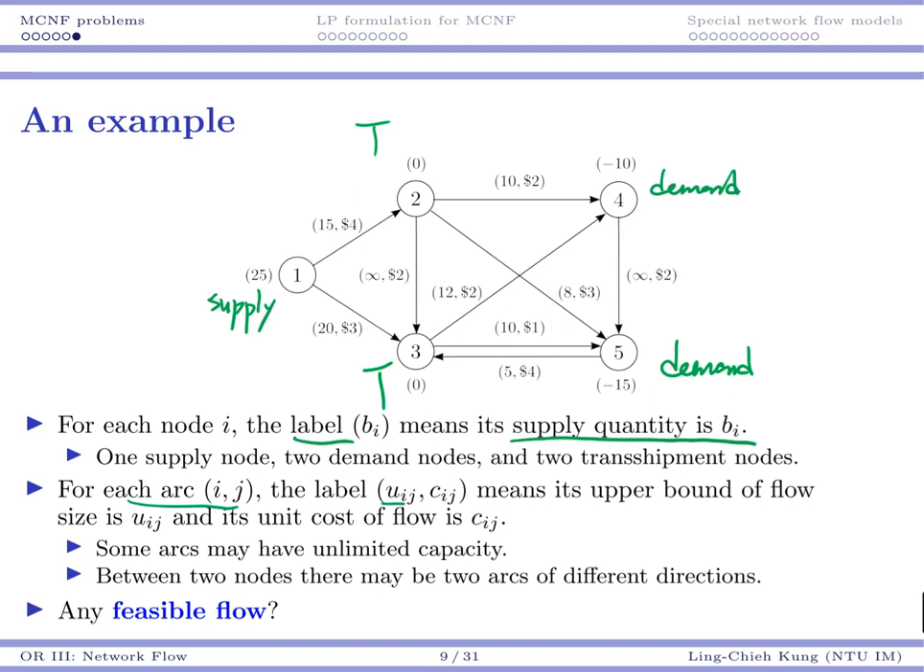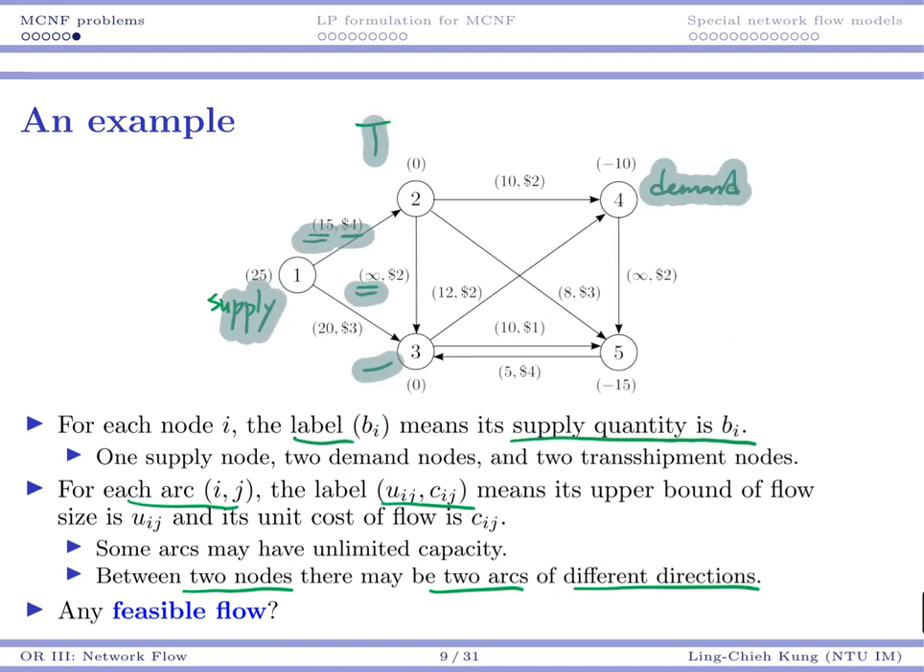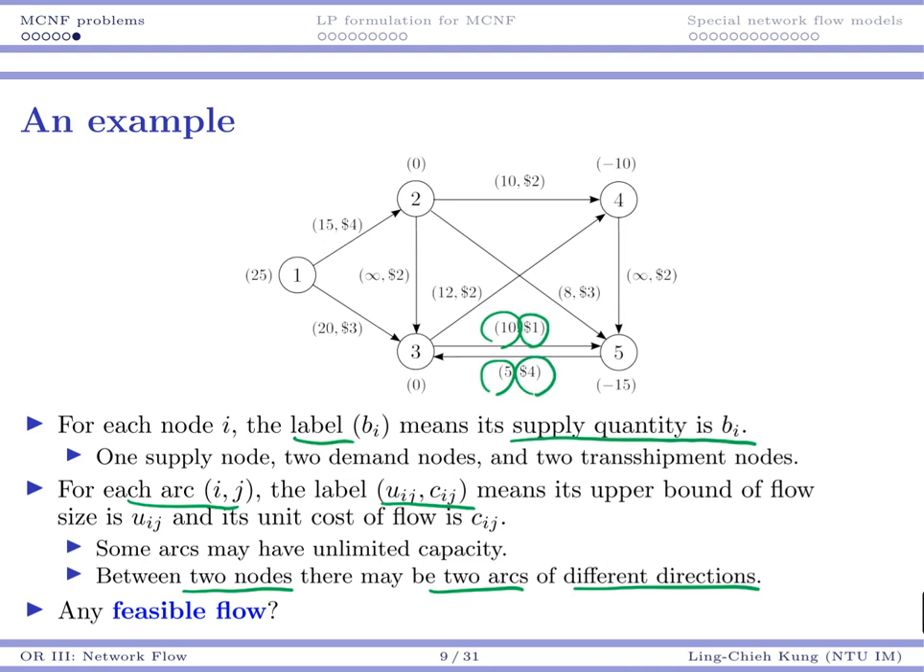On each arc, we have Uij and Cij, which means the upper bound and the cost. Here you may move at most 15 units, and for each unit you pay $4, and so on. Sometimes there are arcs that don't have a capacity constraint, so the route is very easy to move along. Between two nodes, there may be two arcs of different directions, as we previously mentioned. Here, between node 3 and node 5, there are actually two links. Sometimes both links are used, and their capacities and costs are different.